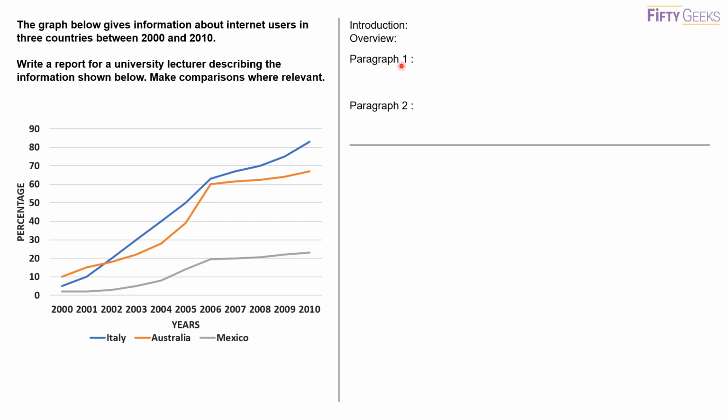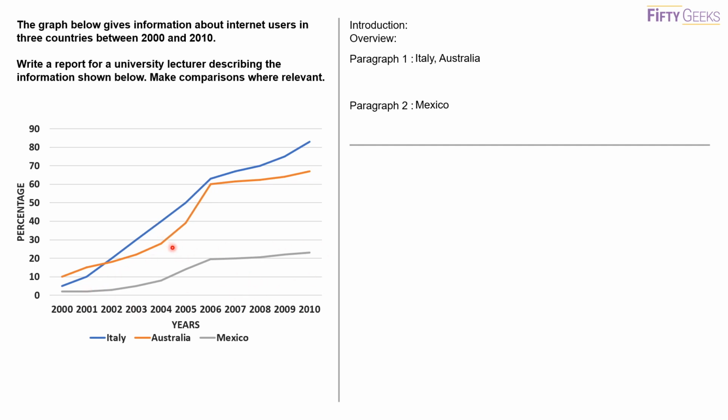In the first body paragraph, I will group information about the 2 nations that have the highest number of internet users. Looking at the graph, we can see that Italy and Australia have the highest number of internet users. So I will write about Italy and Australia together in the first body paragraph. For the second body paragraph, I will write about Mexico, which has the lowest number of internet users as compared to the other 2 nations.